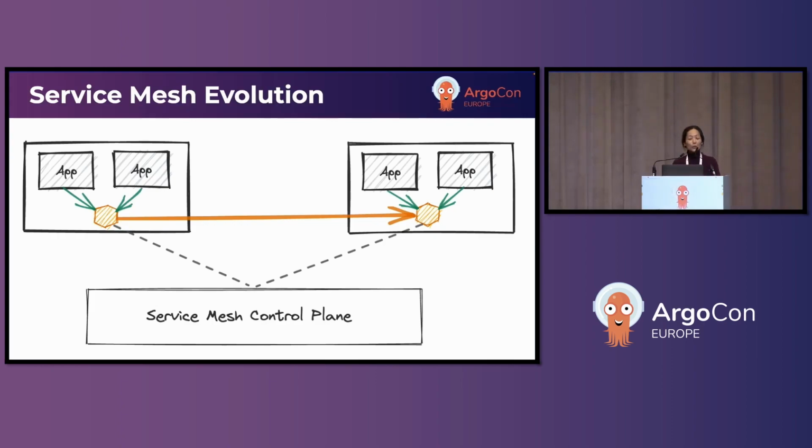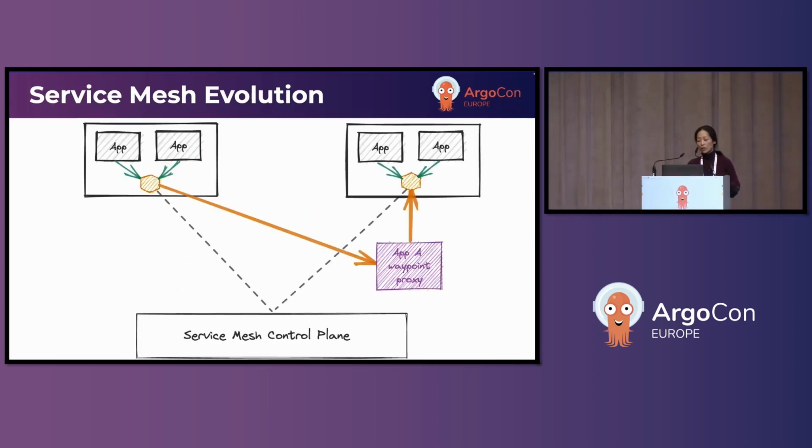So essentially what we are evolving Ambient for is: what if you don't need to drag that sidecar along with your application? What if you just need layer 4 functionality? We would provide a per node proxy that implements the layer 4 functionality for you, such as layer 4 authorization policy and layer 4 traffic management. So that's what we are evolving in the Istio community.